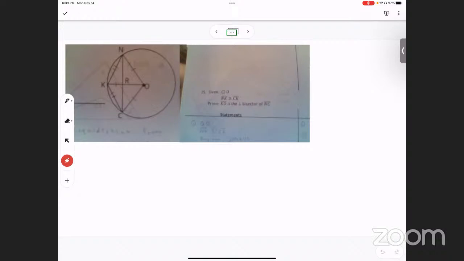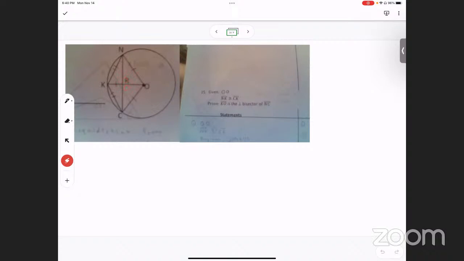Let's see. KO is the perpendicular bisector of NC. So in order for that to be the perpendicular bisector, you need to show that it is a right angle and that these two things are equal to each other, right? And you're going to show it's a right angle by basically proving either that this is equal to this or that this one is equal to this one, because then CPCTC will show that these two angles are equal.